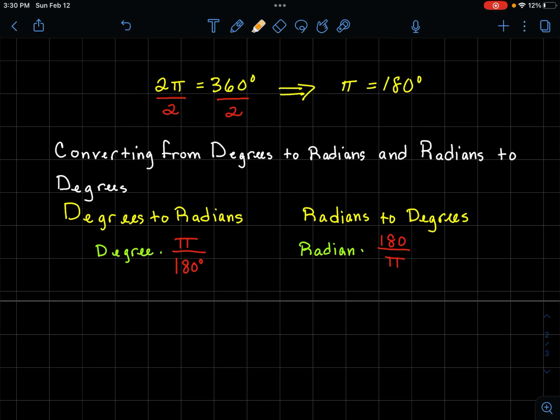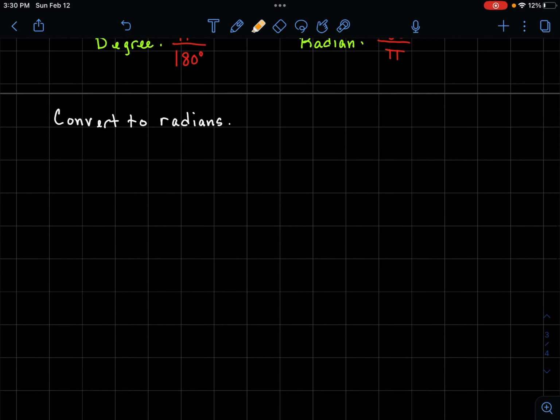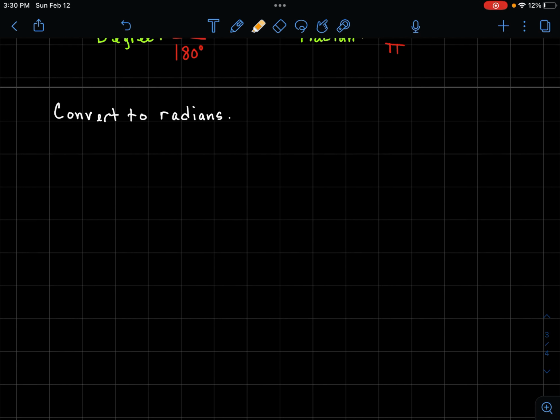If we want to take a radian measure and go to a degree, we take our radian measure and multiply it by the reciprocal of that fraction, which is 180 over pi. Okay, so let's convert some radians. Well, let's convert 2 radians. So here's our degree measure. We have 60 degrees. If we follow our rule, we need to multiply by pi over 180.